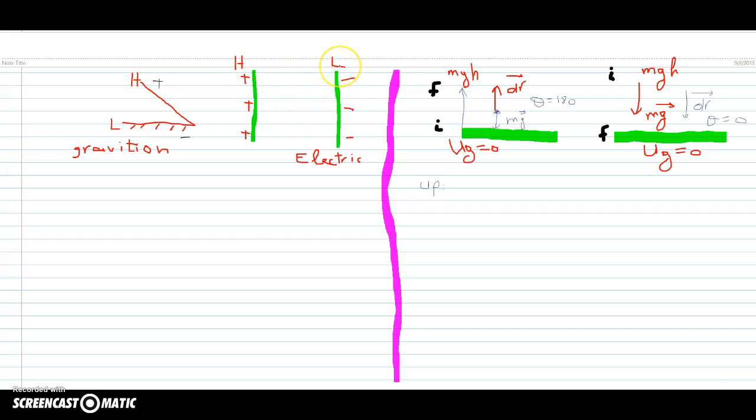What is high and low? We'll say very soon voltage, but for now just high and low. And we know the electric field will be down the hill, exactly like gravitational field down the hill.